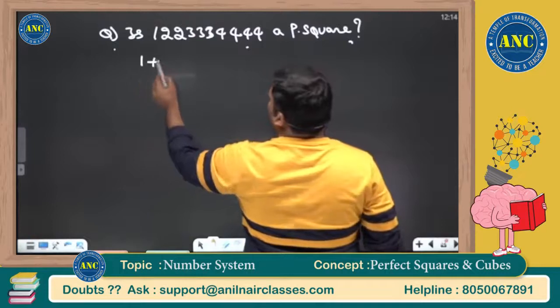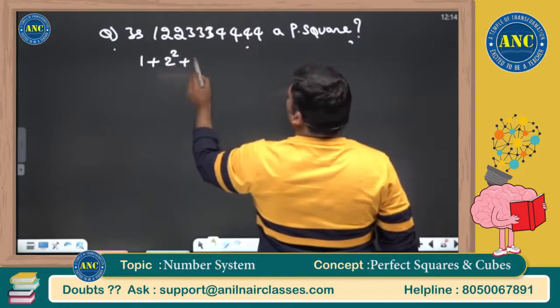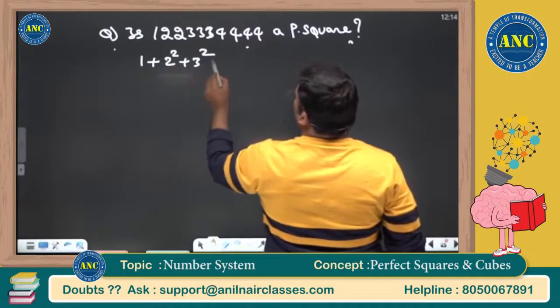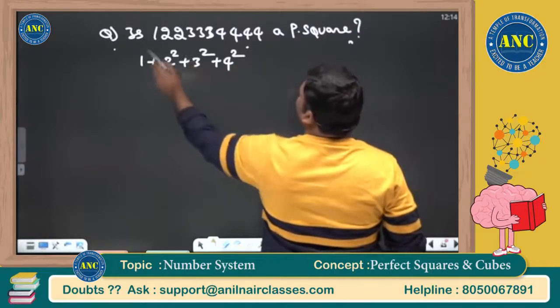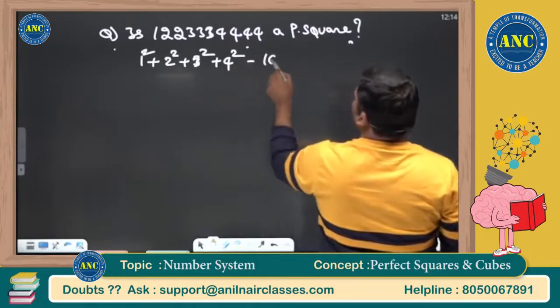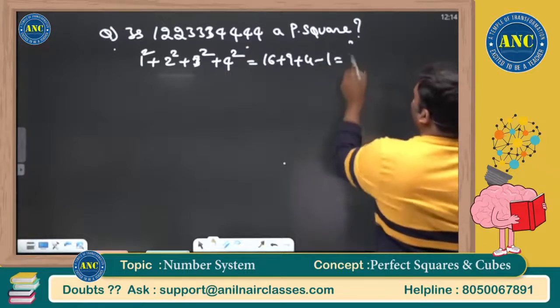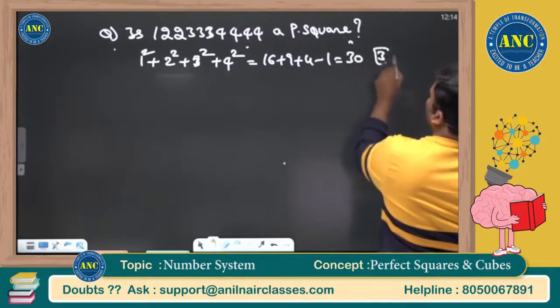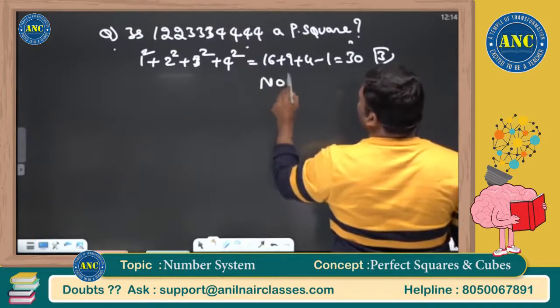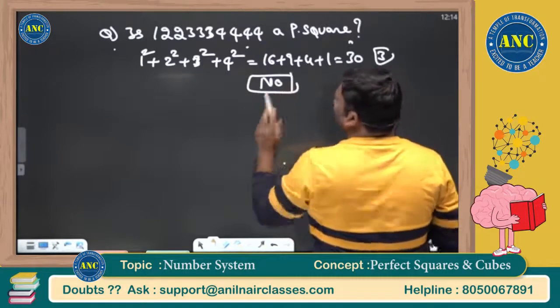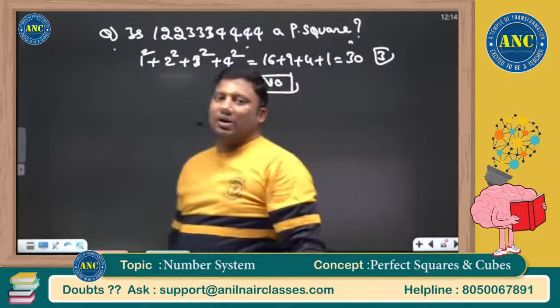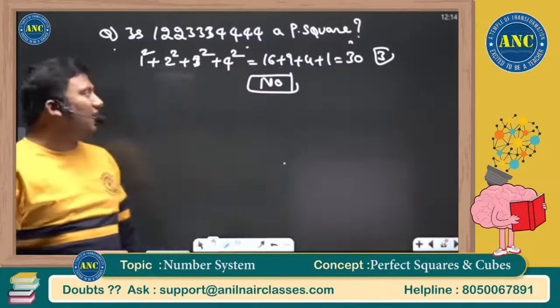This is nothing but 1 plus 2 plus 2 square, 3 plus 3, 3 square. Next is 4 square. These are nothing but 16 plus 9 plus 4 plus 1. This is 30. Again, the digital sum is 3. Is it a perfect square? It is not a perfect square. I hope the idea is clear.